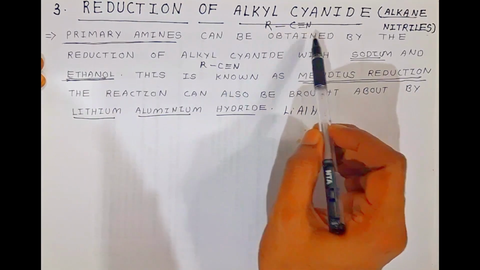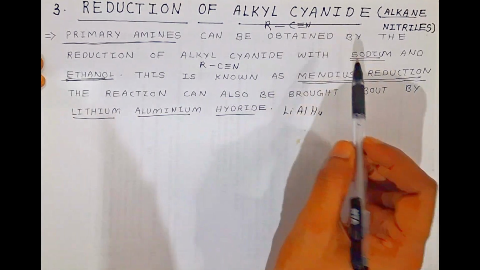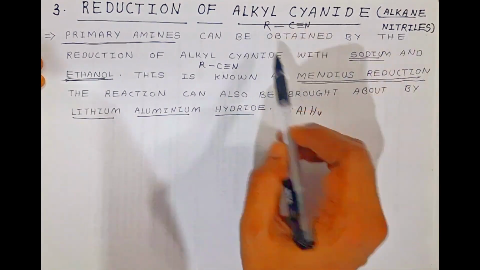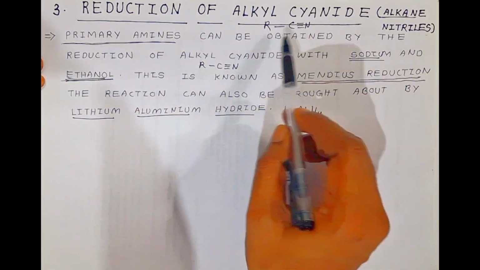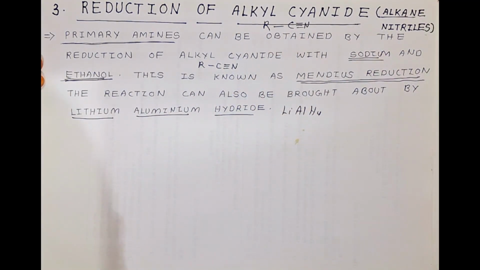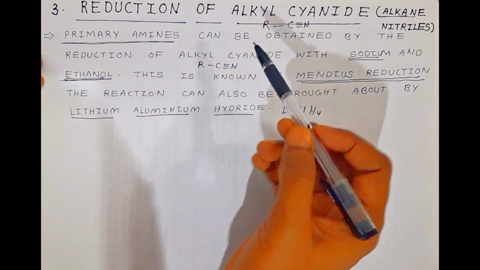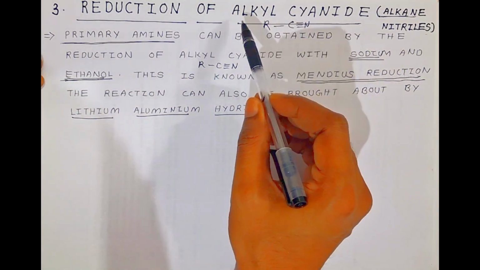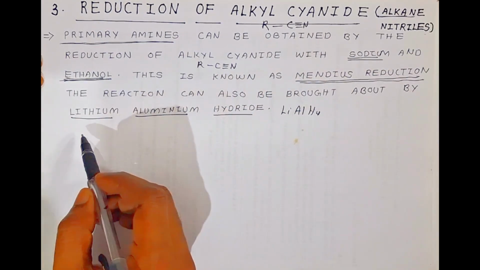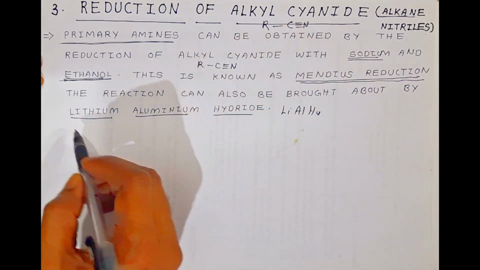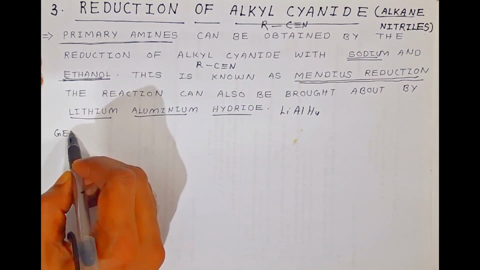Okay students, reduction of alkyl cyanide is a very difficult method that was done by the scientist Mendius. That is why it is also called Mendius reduction. So students, handling alkyl cyanide is very important, because it is very poisonous. Whether it is an aliphatic alkyl cyanide or an aryl cyanide, both can be reduced. So here, students, alkyl cyanide, in general you can write.